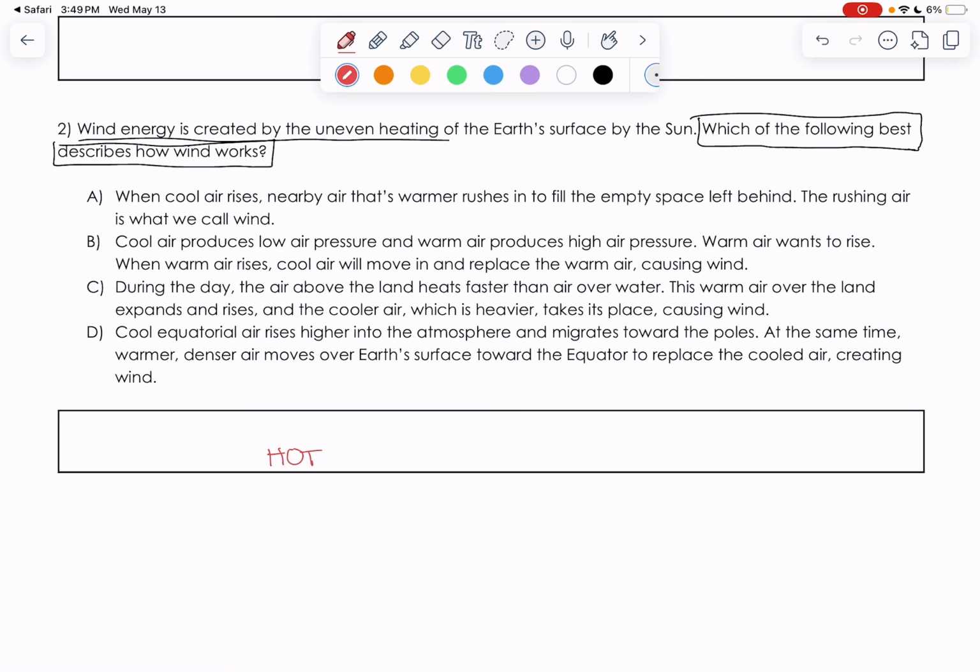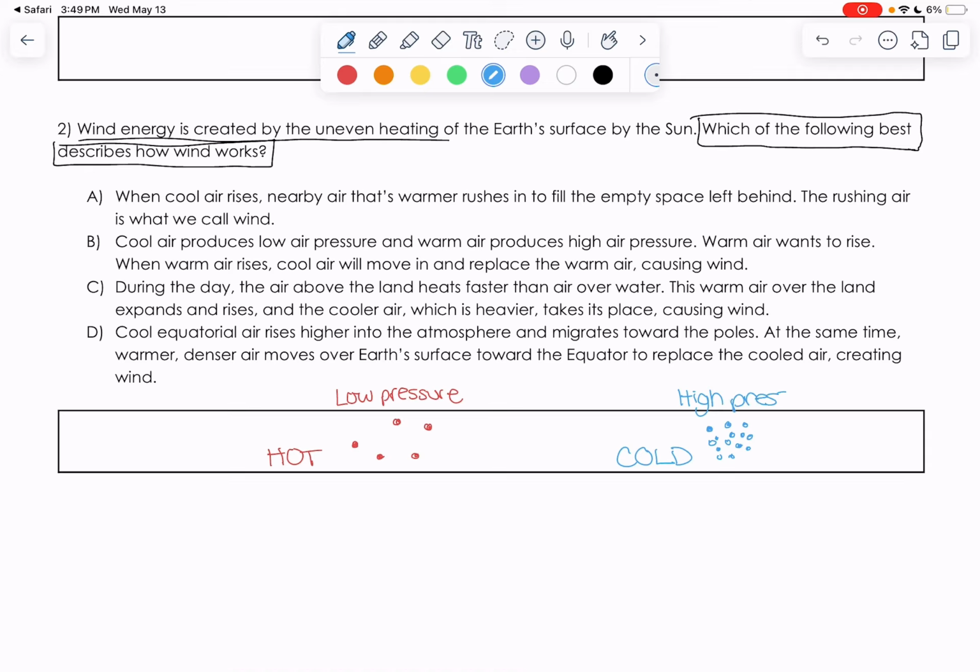Hot air is very low pressure, okay? Why? Because hot air moves around super fast, so these air particles are far away from each other. Low pressure. Versus cold air, they move super slow, and they're also very high pressure. Cold moves slowly, so it's going to be high pressure.